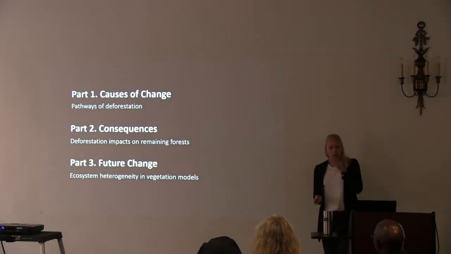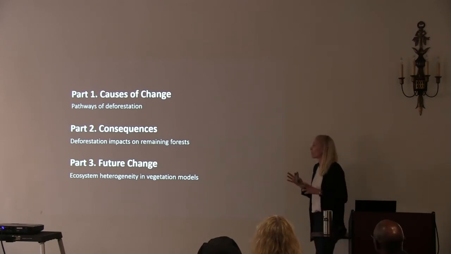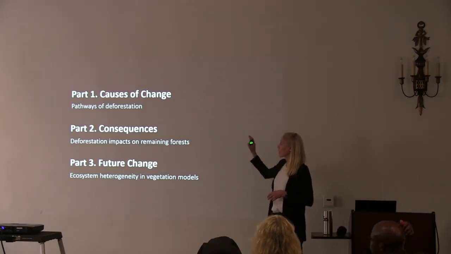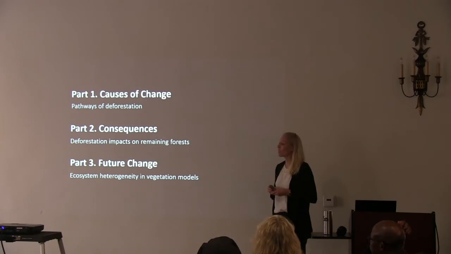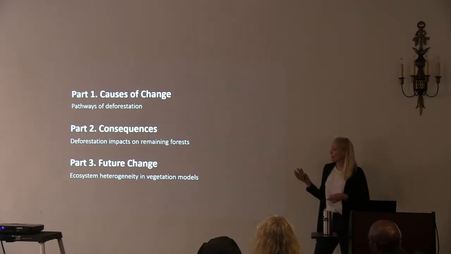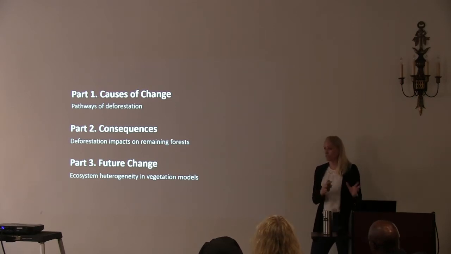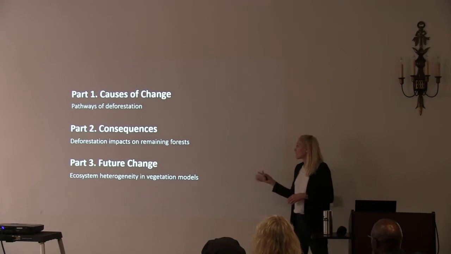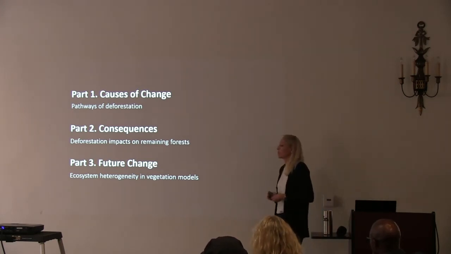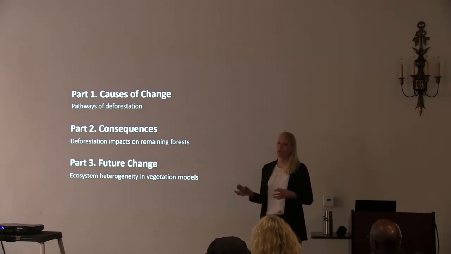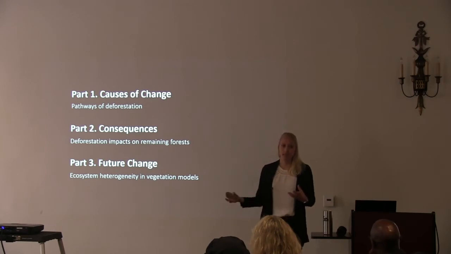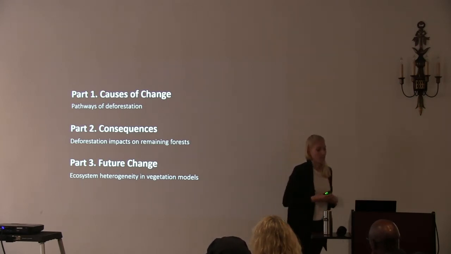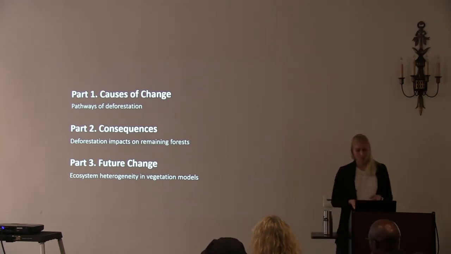So today I'm going to talk about 3 different themes in my research. First, I'll talk about the causes of change and thinking about pathways of deforestation. I'll also talk about consequences, and in this case, thinking about how this large-scale, really rapid deforestation influences the forests that are still there. And in the third part, I'll talk about ecosystem heterogeneity and the work I'm doing to try to incorporate community-level variation into these terrestrial biosphere models.